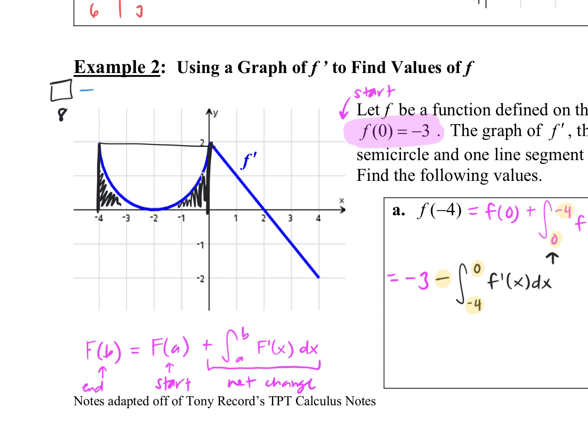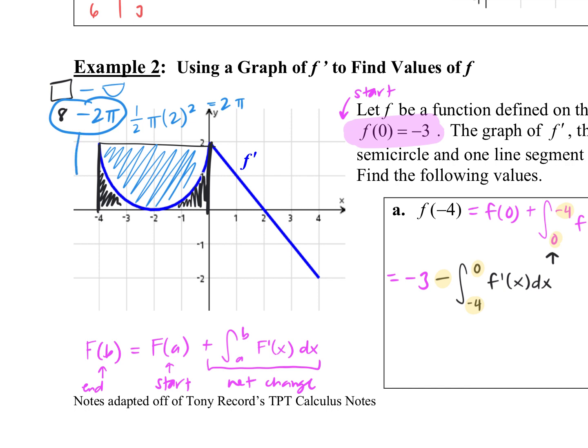Then if I subtract this semicircle, what's the area of that semicircle going to be? It's one half pi r squared. My radius is 2, so 2 squared. That gives 2 pi. So 8 minus 2 pi is the area underneath the curve here.